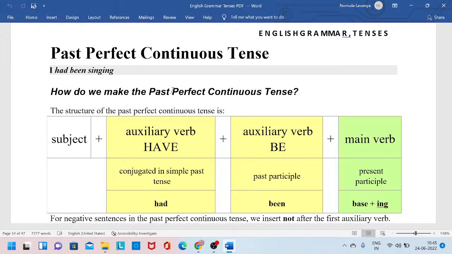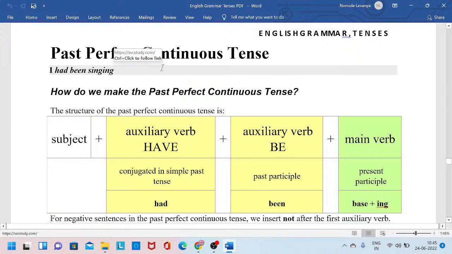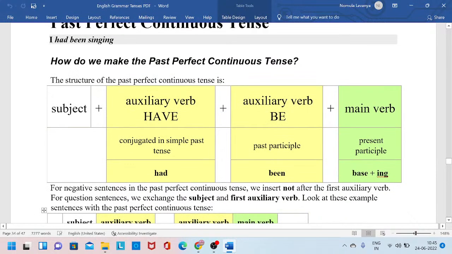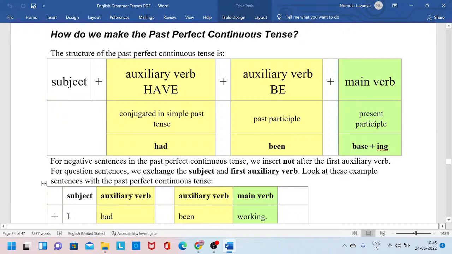So let's go into the simple sentence. I had been singing. It seems like it's done, it's happening. Okay. How do we make the past perfect continuous tense? We have a quick equation: subject plus auxiliary verb plus auxiliary verb, so we have 2 here, plus main verb. The helping verbs are 2 here: had and been.